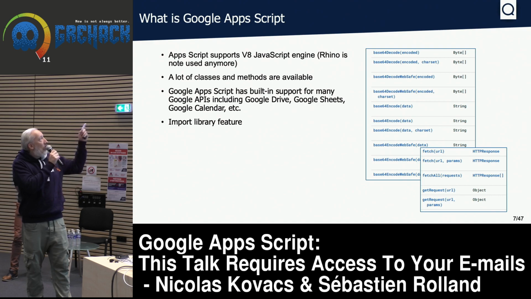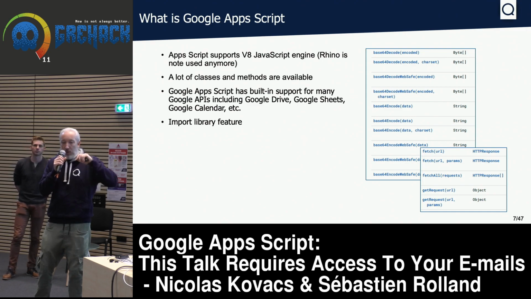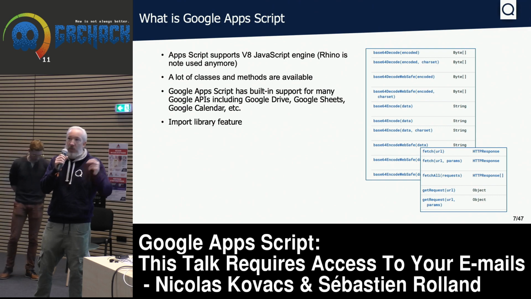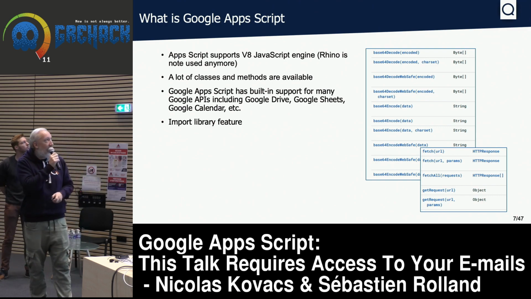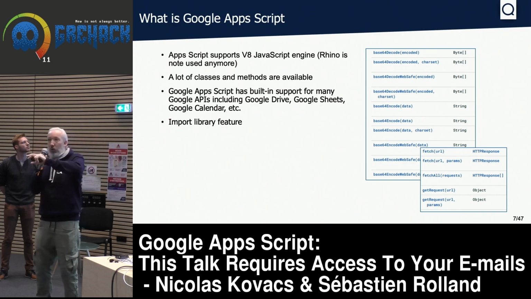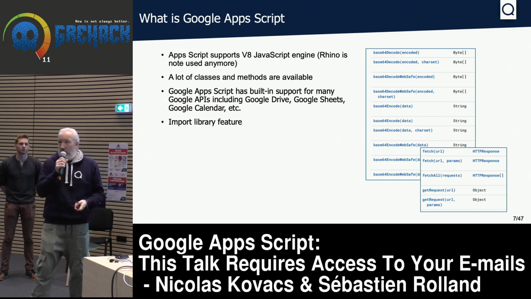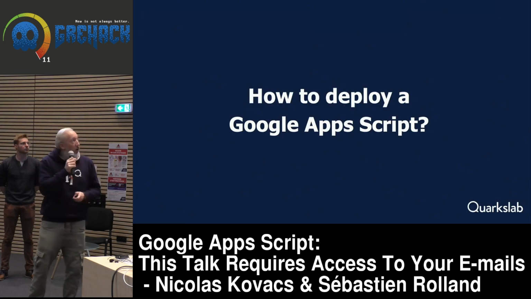So you have a lot of methods that you can use in your script. There is a lot of built-in support. For example, with some method, you can read an email on your Gmail account. There are some methods that you can use to perform this kind of action. And there is an import library feature. For example, you create a script, and you can import it into another one, etc. So it's really complete.